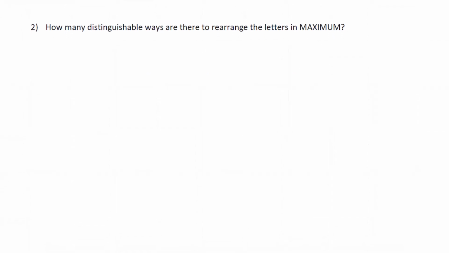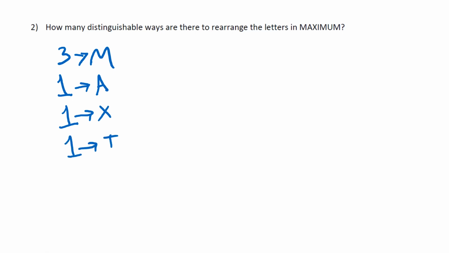Okay, so how many distinguishable ways are there to rearrange the letters in maximum? So this one's a little bit different because those M's are repeated. So if we look at this, what we have is 3 M's. We have 1 A. We have 1 X. We have 1 I. And we have 1 U. 3, 4, 5, 6, 7 letters. Yep, that checks out. 7 letters here.